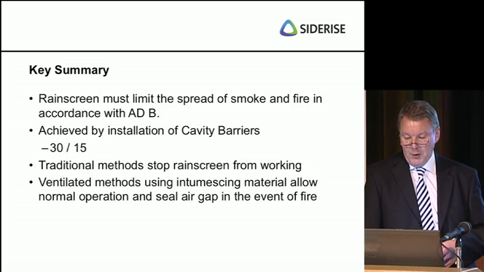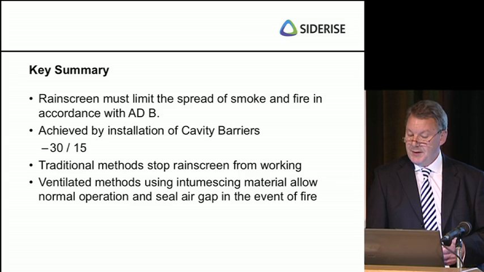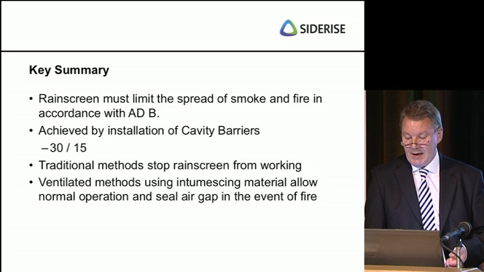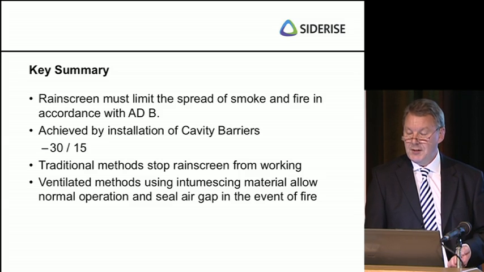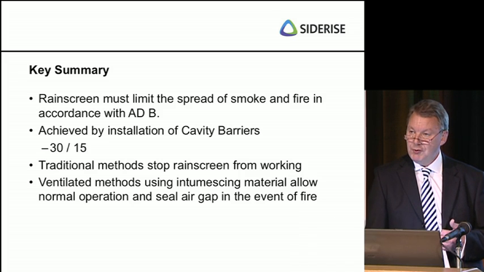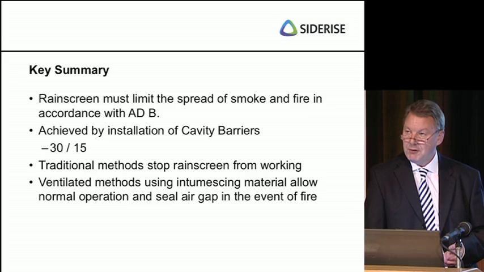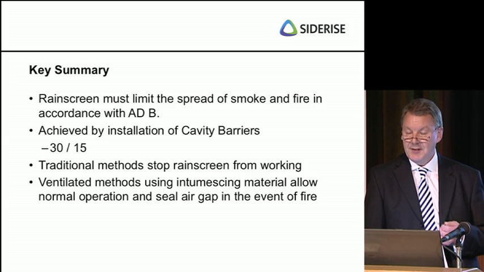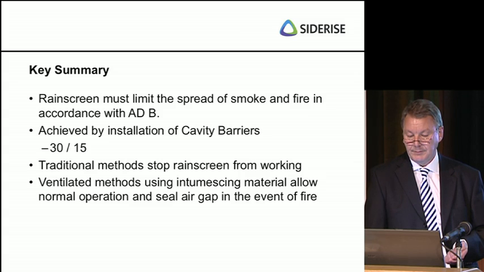As a form of key summary, I would state that the rainscreen must limit the spread of smoke and fire in accordance with Approved Document B. This is achieved by the installation of cavity barriers, typically 30 minutes integrity, 15 minutes insulation. We've seen that traditional methods will stop the rainscreen system from working. Ventilated methods using intumescing material allow for the normal operation of the system and seal the system in the event of fire.